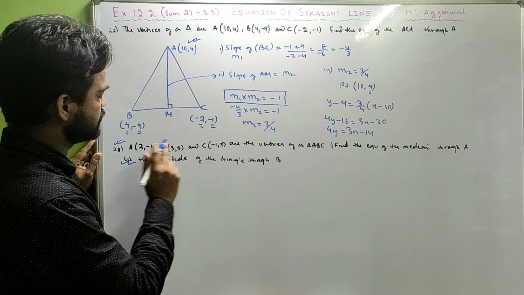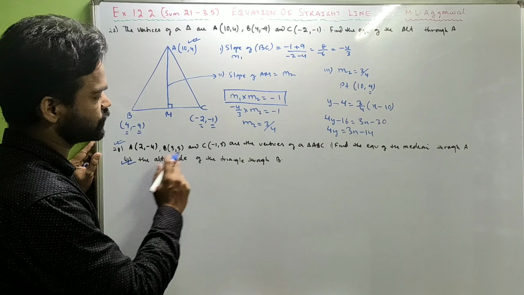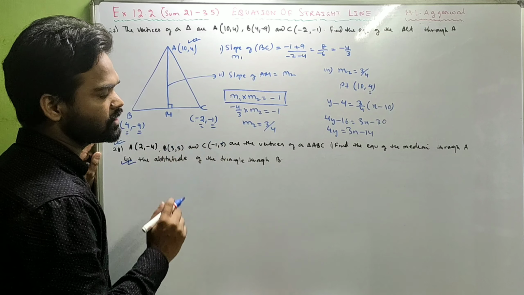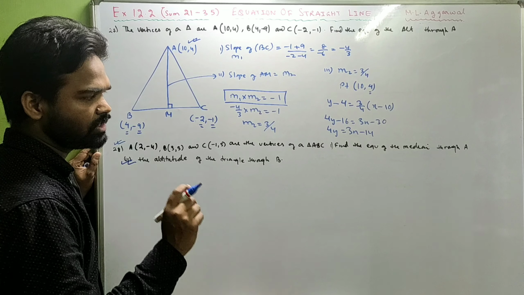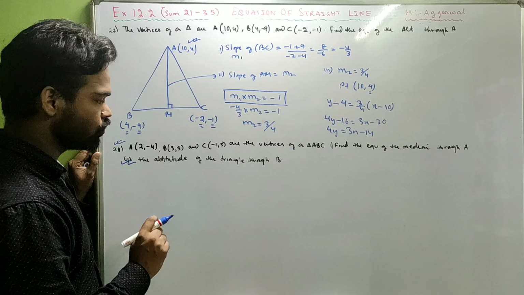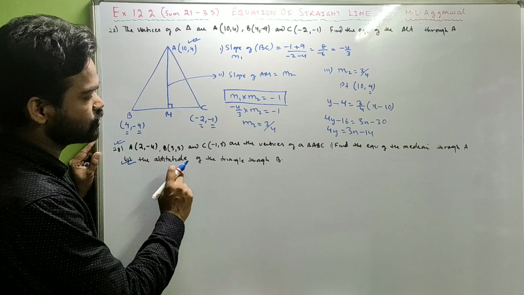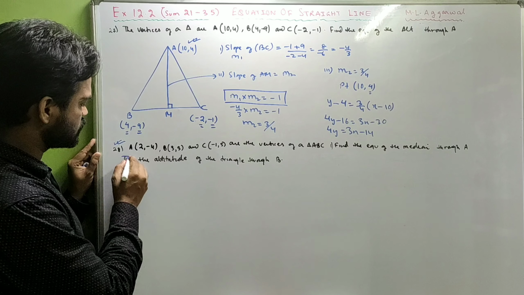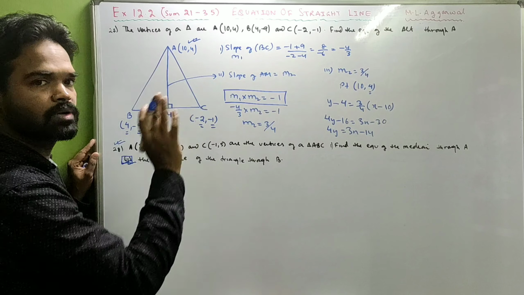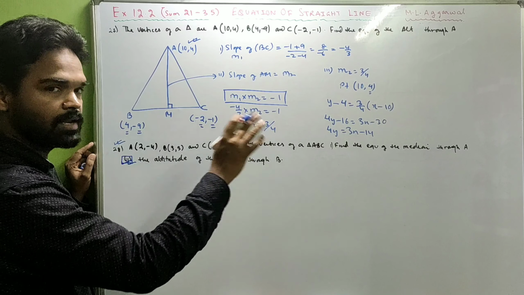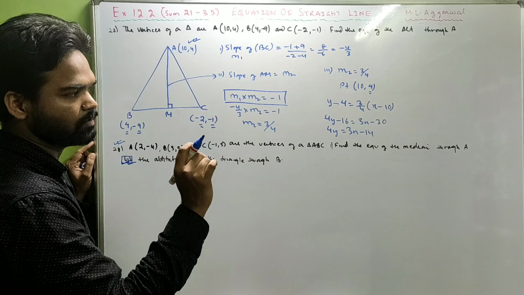Done. Now let us look at sum number 28. A, B, C. A is (2, minus 4), B is (3, 3), and C is (minus 1, 5) are the vertices of a triangle ABC. Find the equation of the median through A and find the altitude of the triangle through B. We just did a sum like this, finding the altitude, okay? So this you do on your own. I'll just do the first part. Find the equation of the median through A.